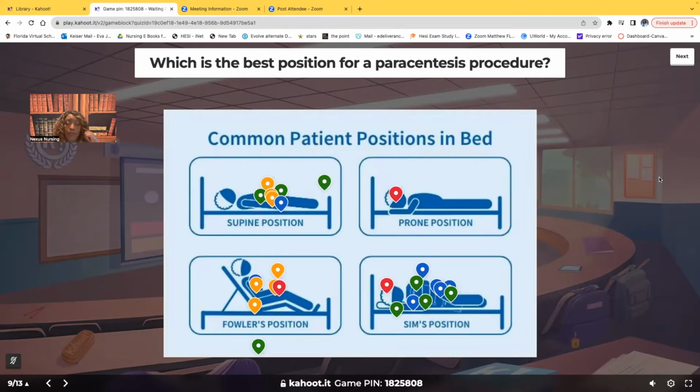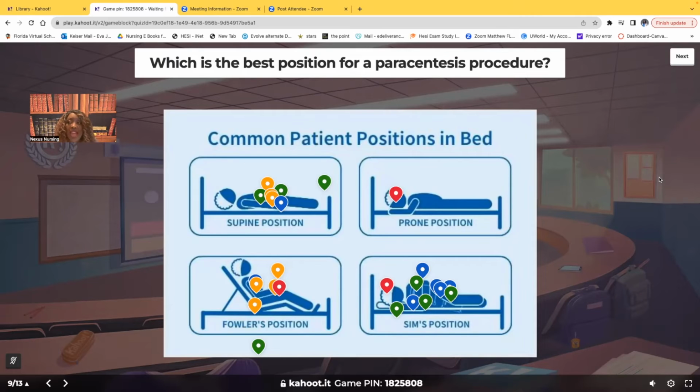So this procedure, the paracentesis, can be used as a diagnostic procedure where we want to take out fluid in the peritoneal cavity and test it, right? And it also can be used just to drain fluid from the peritoneal cavity. But the best position is having the patient in the high Fowler's position, having them sit all the way up.